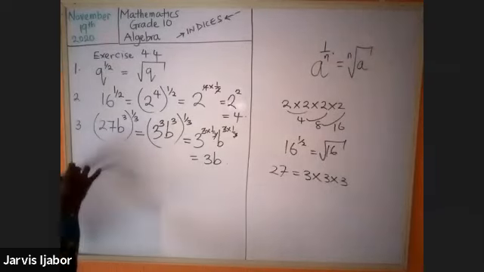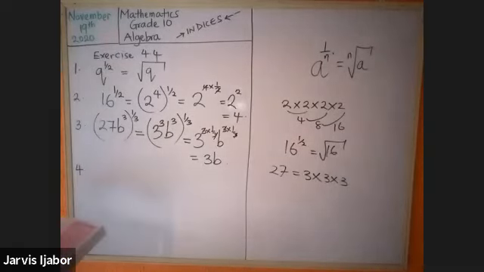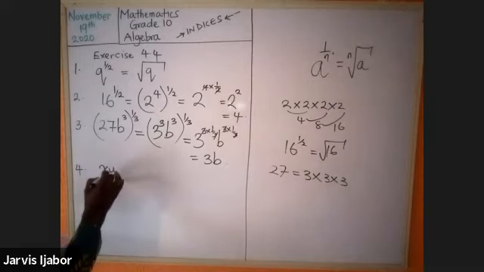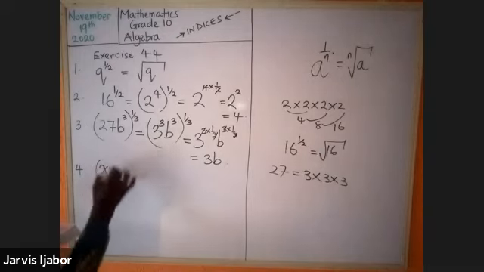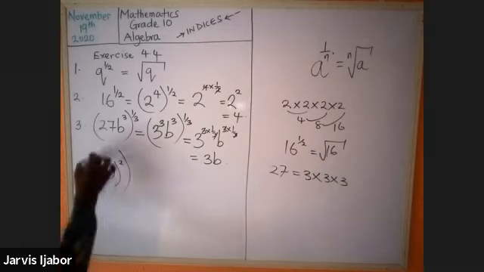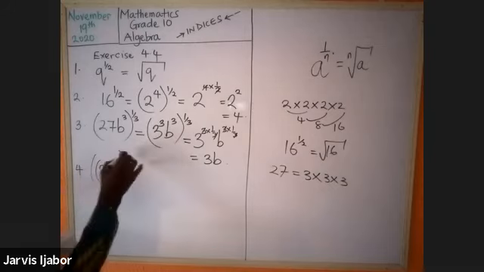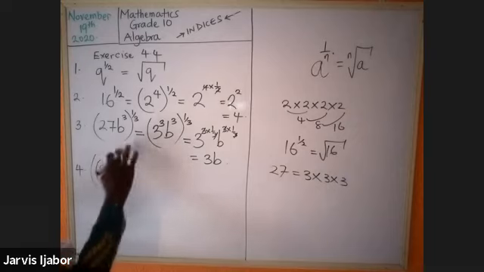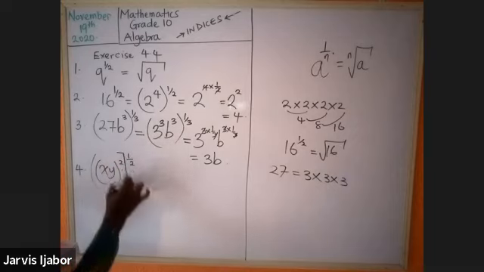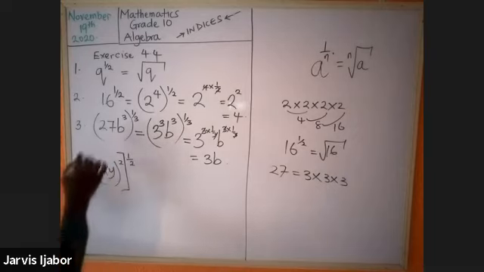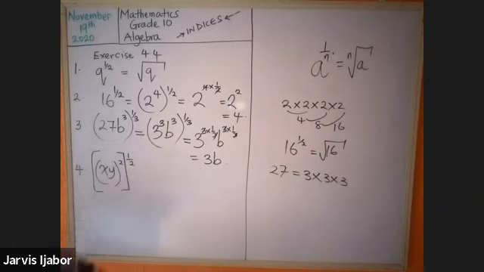Now, what about question 4? In question 4, we have x, y, all raised to the power of 2, all raised to the power of what? 1/2. Notice that the square bracket is used. That's a way we handle maths. If you use this bracket, the next bracket is used, and maybe another type of bracket is used in the process.